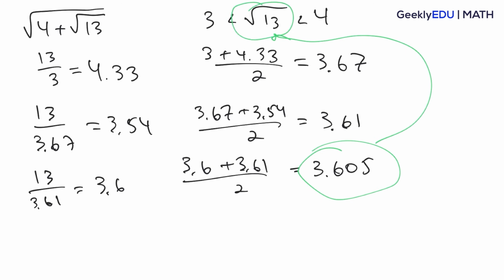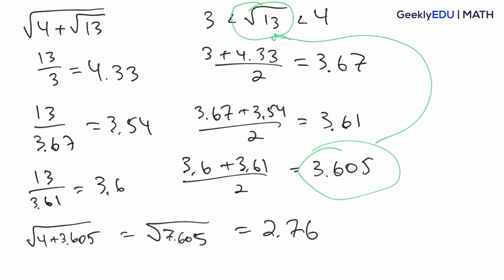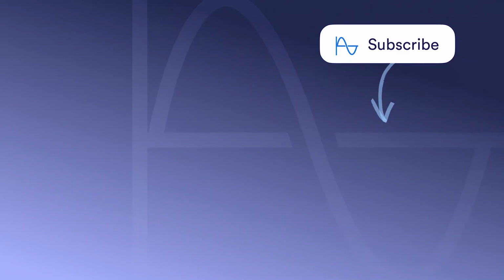Now, to get the full solution, we have to still take the square root of 4 plus 3.605, or the square root of 7.605. But since we already cheated, we know that it's 2.76. But this is the neat trick that you guys should really understand, because taking square roots by hand is how they used to do it back in the day. But now we're lucky enough to have calculators in our pockets, so we don't really have to worry about it.